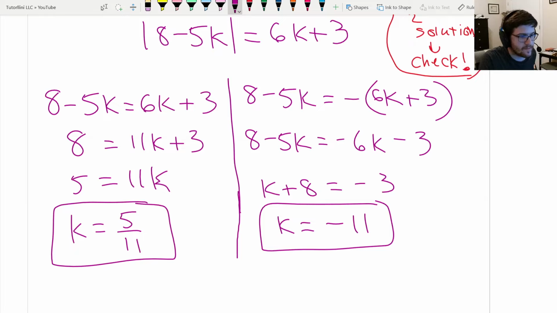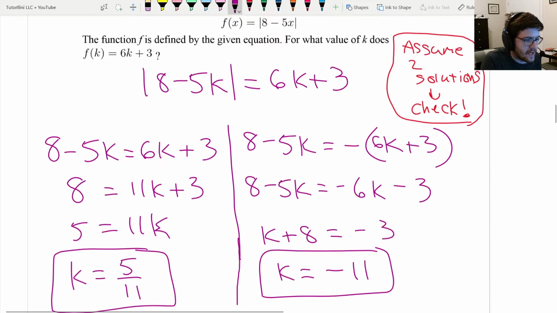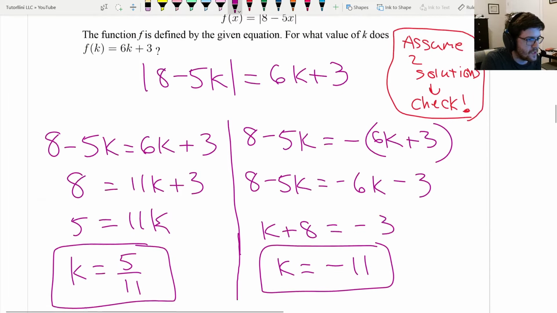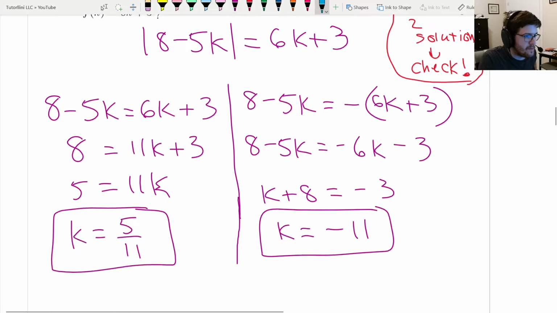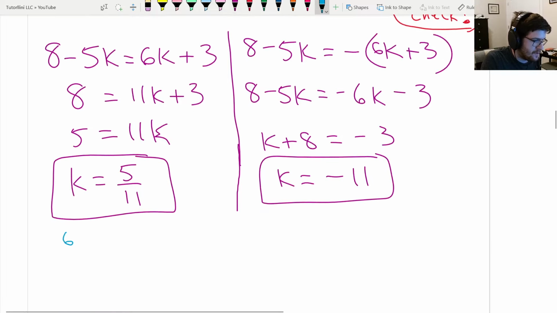Yeah, that one works. That worked for that equation. Okay, so now we have to go and plug them back into the original. So 5 over 11 would give me 8 minus 5 times 5 over 11, which gives me the absolute value of 63 over 11, which is just 63 over 11.